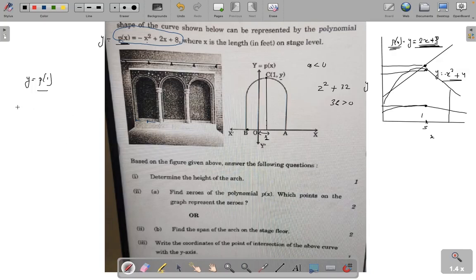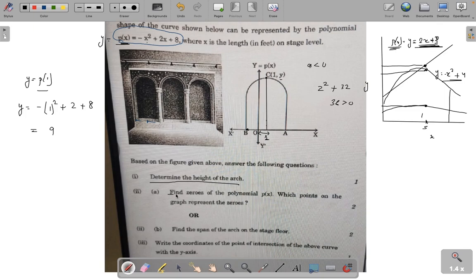So y will be equal to minus 1 square plus 2 plus 8, right? So 2 plus 8 minus 1, which is 9. Second part says, I mean this is a direct question: find zeros of the polynomial p of x, which points on the graph represent the zeros.